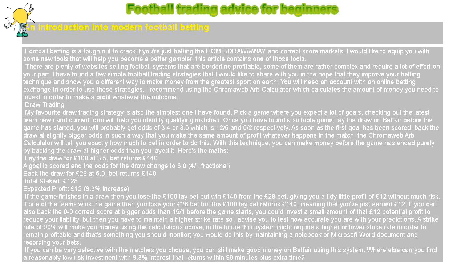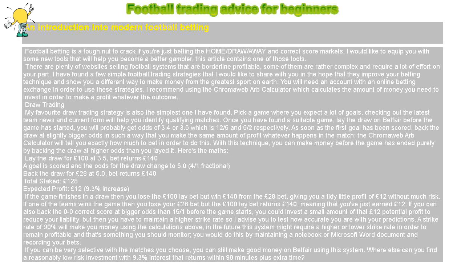Here's the maths. Lay the draw for £100 at 3.5. Bet returns £140. A goal is scored and the odds for the draw change to 5.0, 4/1 fractional. Back the draw for £28 at 5.0. Bet returns £140. Total staked £128. Expected profit £12.